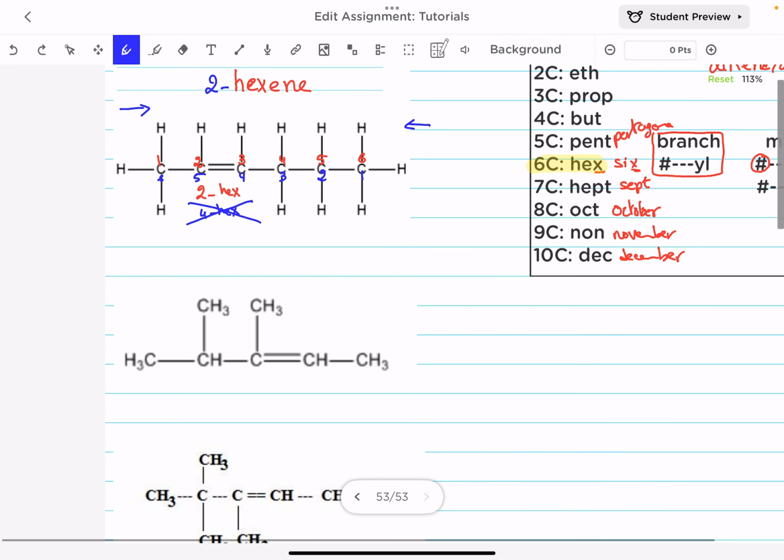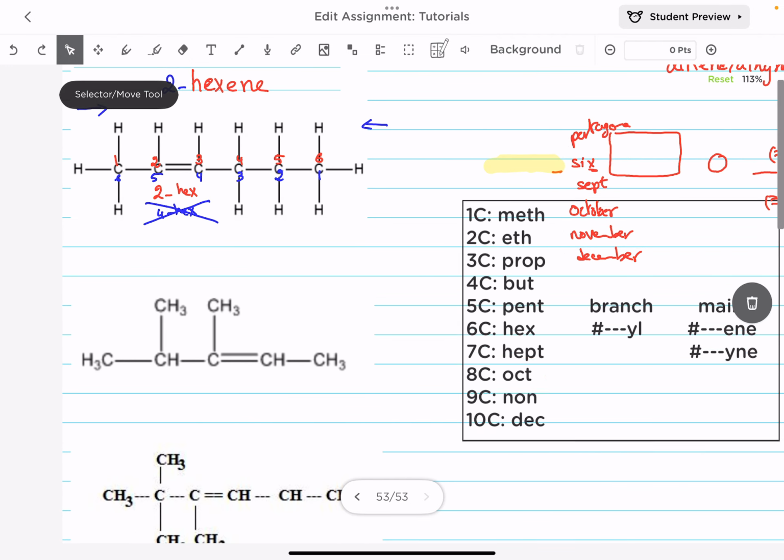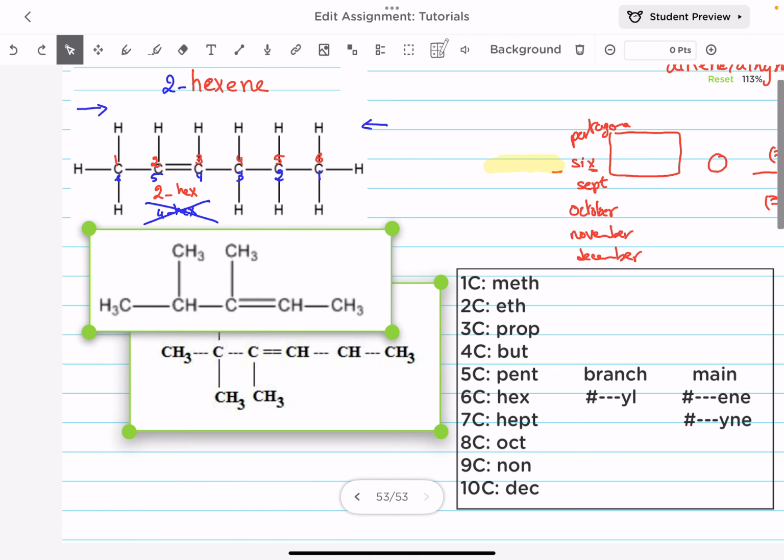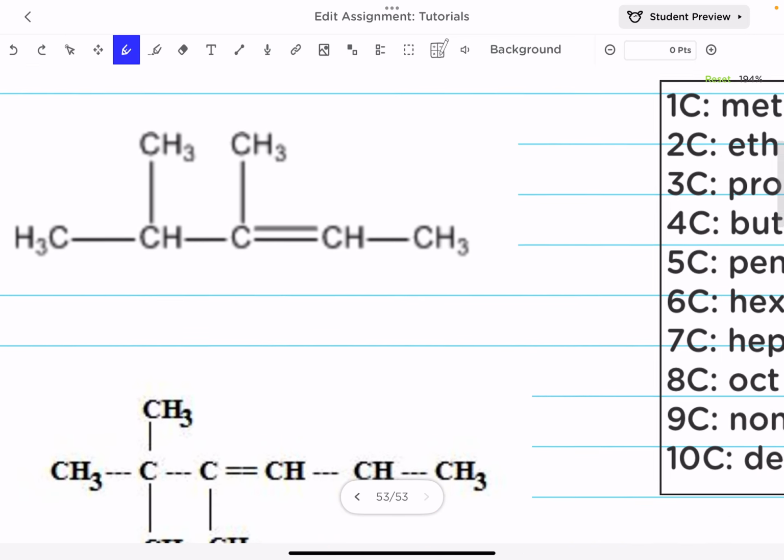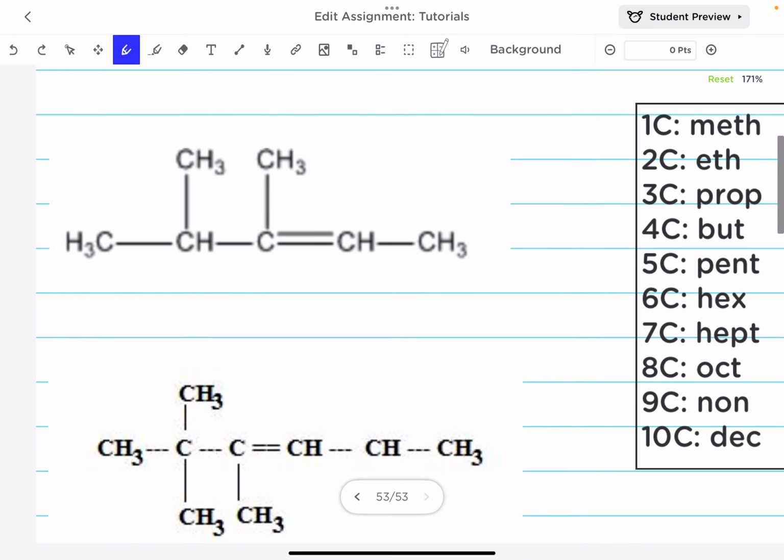Now let's take another example. So here's another name. First, you select the longest carbon chain, including the double bond. I always tell my students, start writing the name from the end to the start. So here I have 1, 2, 3, 4, and I have 5 carbons. 5 carbons is a pent. So I'm going to write pent. Now what is this? This is an alkene. So I will write pentene.